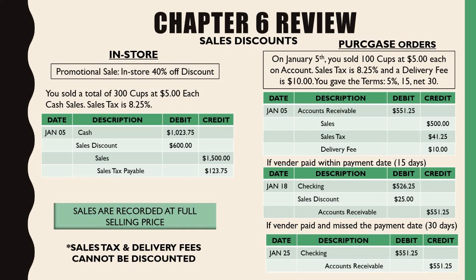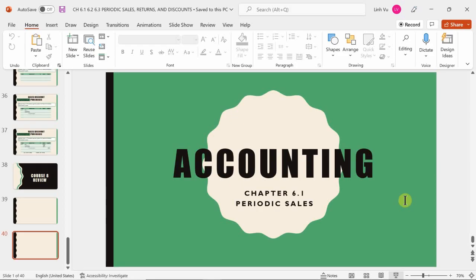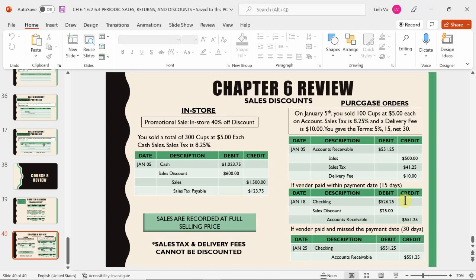So if they meet the condition, then you're going to discount, and of course, you're going to include the tax as well. But if they paid and they missed it, then they just pay for what they owe. So again, sales tax and delivery charges cannot be discounted. Other than that, any questions for the first part of 6.1, 6.2, 6.3?